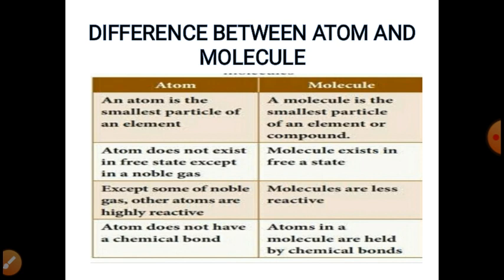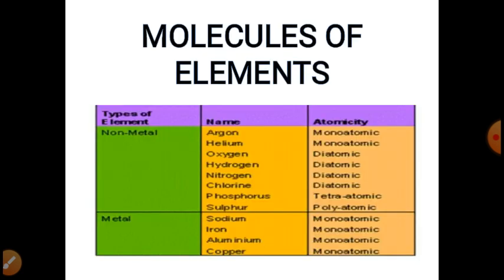Now let us look into the differences between atoms and molecules, which you have already studied. I'll be focusing on some important points. An atom does not exist in free state, does not have a chemical bond. Molecule exists in a free state. Atoms in a molecule are held by chemical bonds.